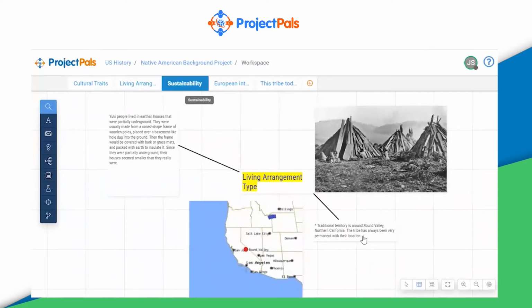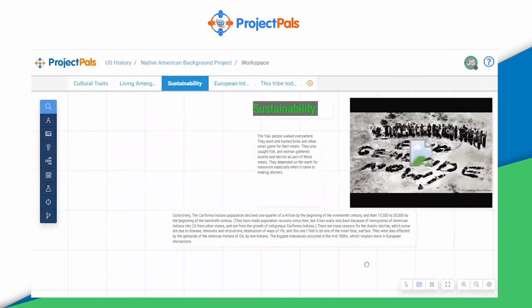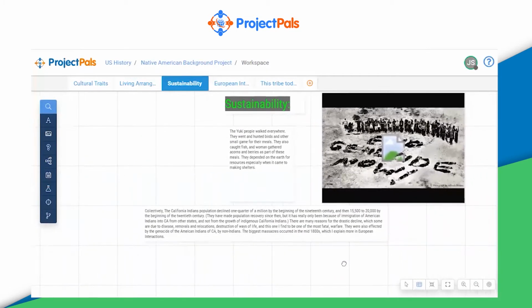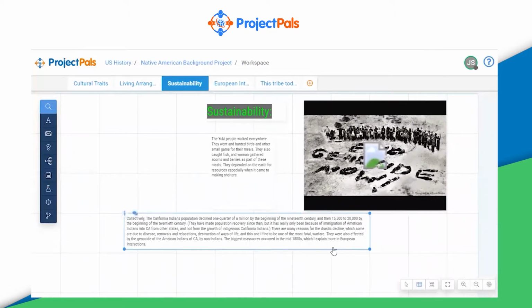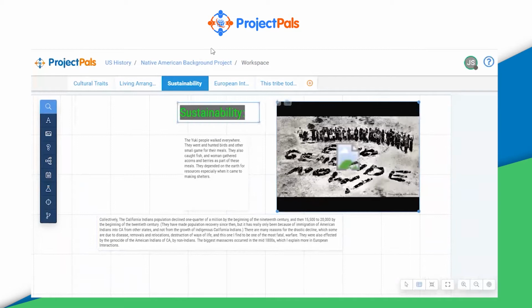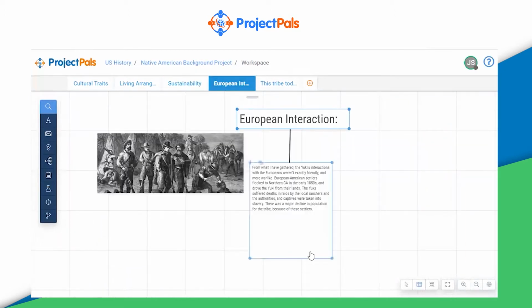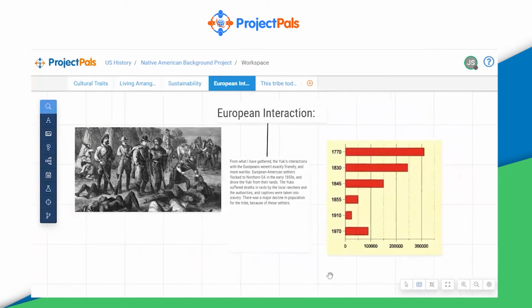The next tab that we looked at was sustainability. So how did this group of people sustain themselves over the course of history? And then she gave her explanation here. They talked specifically about the decline of Native Americans due to disease and also genocide, and the biggest massacres occurring in the mid-1800s. And that builds into the next part, because a lot of our standards do talk about European interaction with Native Americans. Then she was able to drag and drop in some visual aids to support her points.